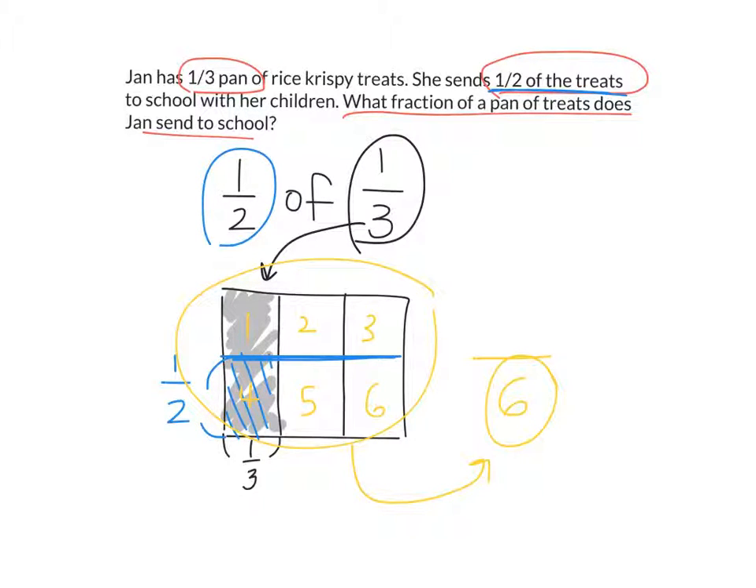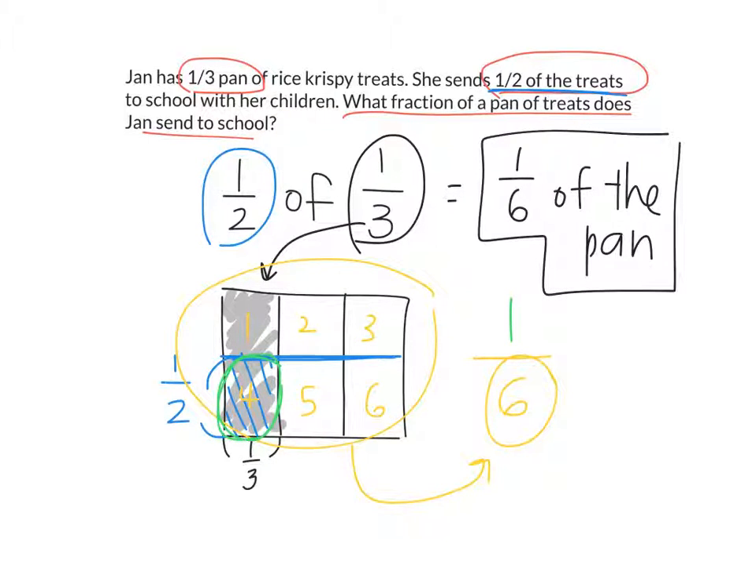How many of those pieces are doubly shaded in? 1. So 1 out of the 6 pieces will be going to school. So what fraction of the pan is going to school? 1/6 of the pan.